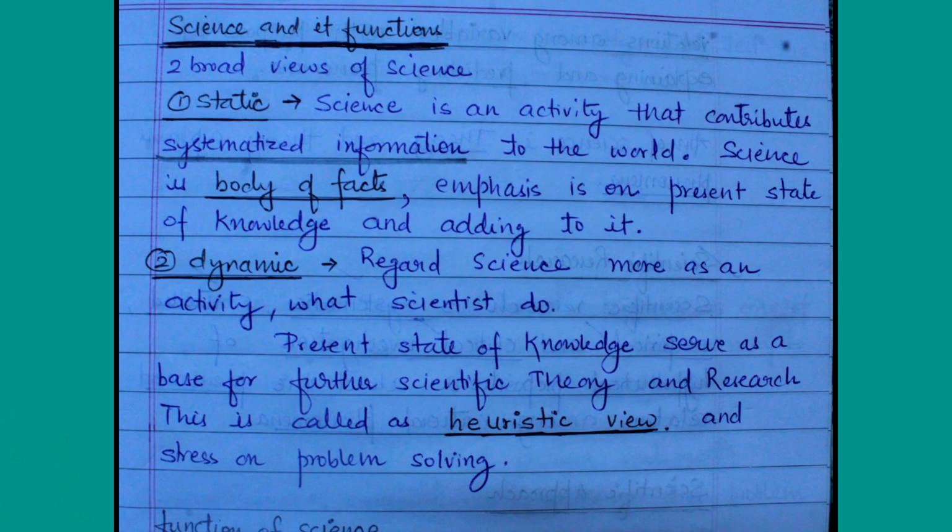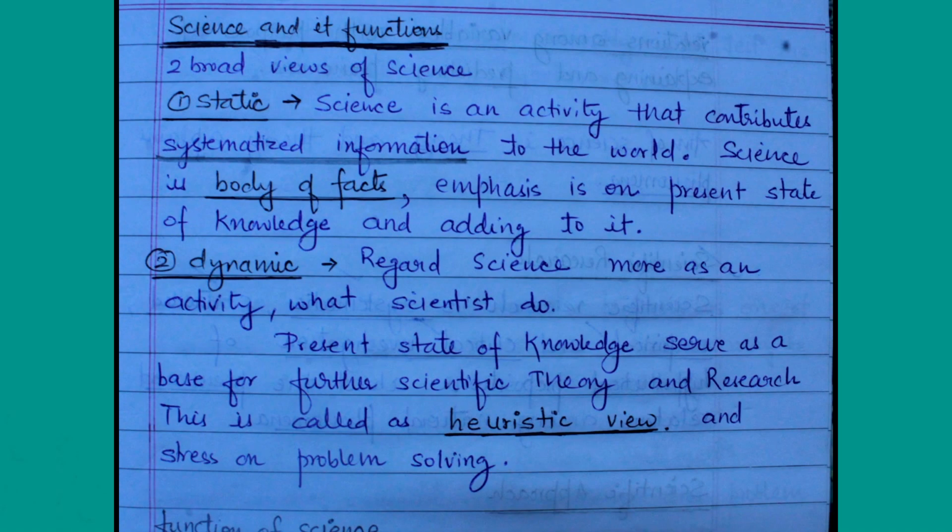Now there is a heuristic view. I have clearly written: the present state of knowledge serves as a base for further scientific theory and research. This is called the heuristic view. Whenever it comes, a heuristic view means we are adding to the present state of knowledge, so we are enriching that present state of knowledge.